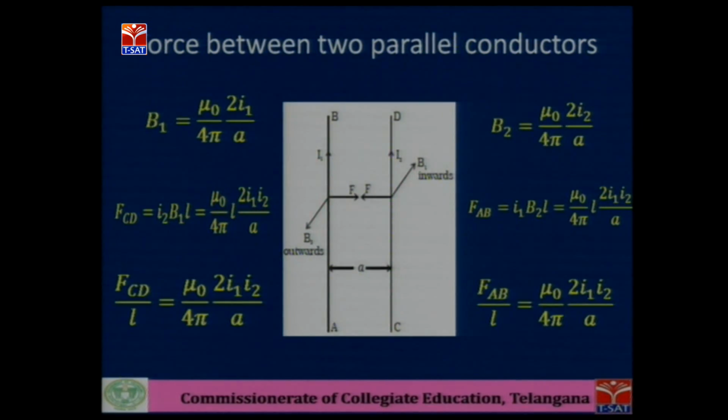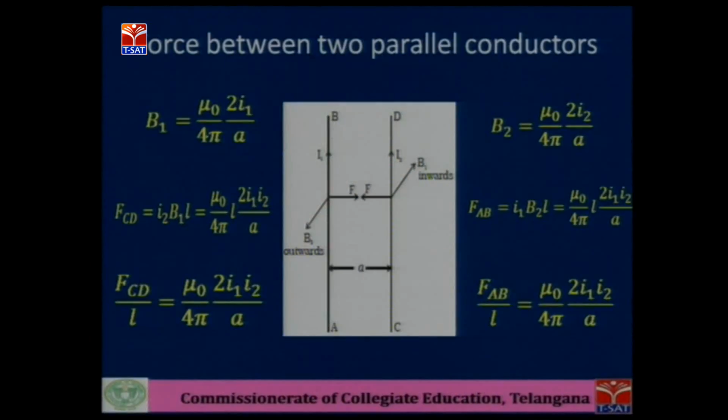So let us calculate the force acting on each other if two parallel conductors are placed. Let us take two such wires in which equal current is passing. AB is one conductor and CD is the other. They are parallel to each other and the distance between them is A. The current passing in the first conductor is I1, and the current in the second conductor is I2. So let us see how the forces are acting on this.